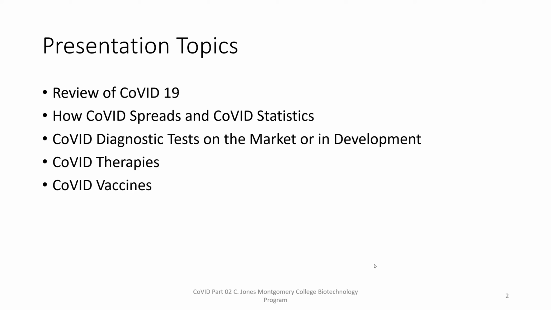Today we're going to cover a really quick review of COVID-19, a quick review of how COVID spreads, and then spend a few minutes on COVID statistics, look at COVID diagnostic tests that are on the market or in development. In the May presentation, we explained how those tests work. So we're just going to describe some of the current tests and what's going on with those. Look at COVID therapies, ones that are currently working, ones that are in the pipeline. And then we will discuss COVID vaccines.